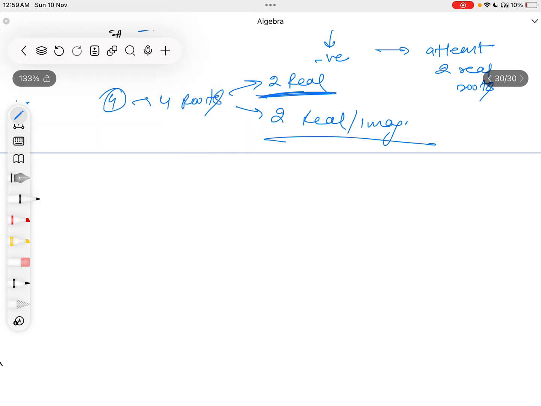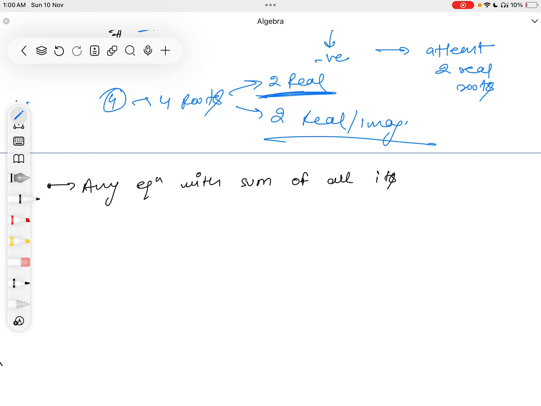Similarly, you have one more property, and that is any equation with the sum of all its coefficients equal to 0 will have 1 as one of its roots.